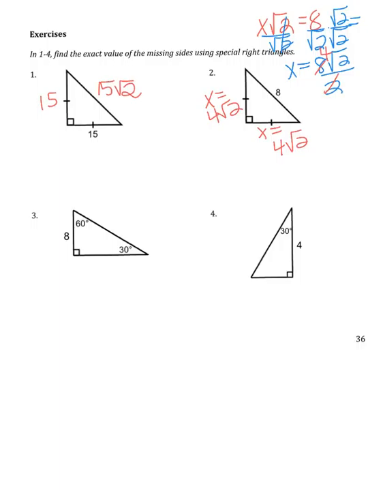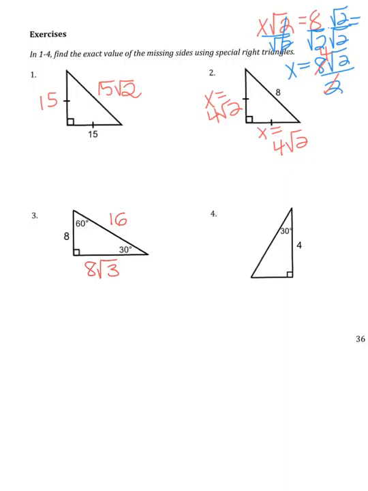In this case, I have the side that's across from the 30-degree angle, which makes life easy. So I know I can take that value, multiply by a radical 3 for the side that's opposite the 60 degree, and the length of the hypotenuse is 8 times 2, which is 16.